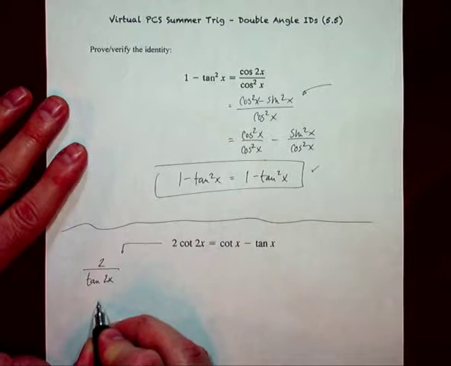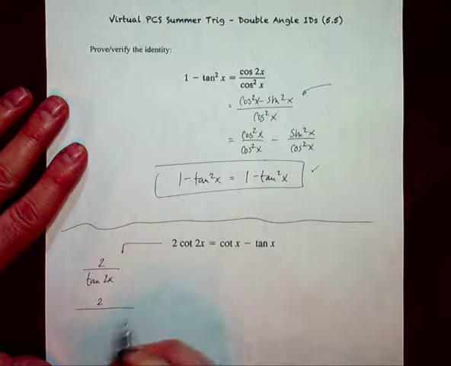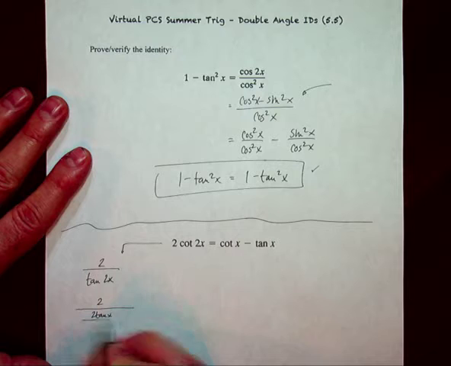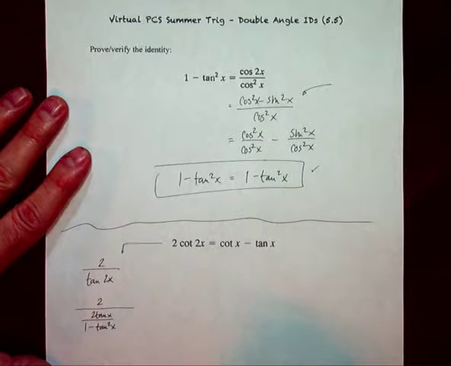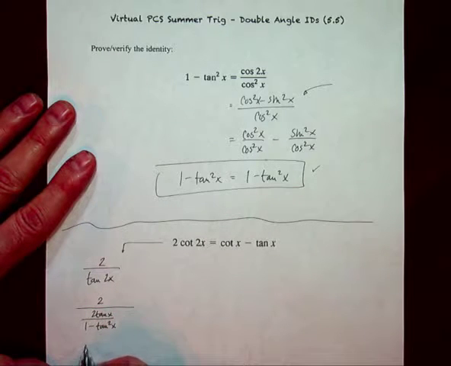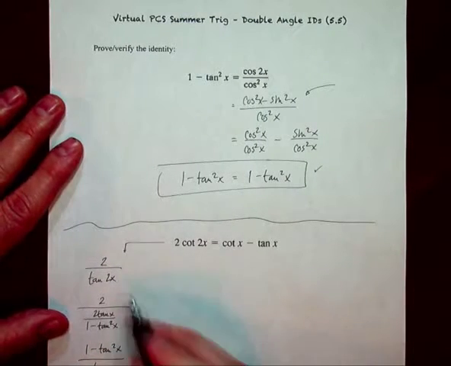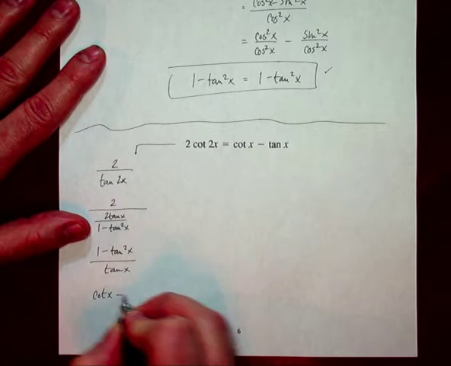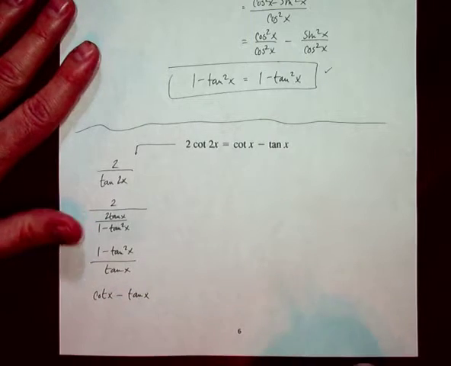Now if I do that, I'm going to wind up with 2 tangent x over 1 minus tangent squared of x. And then when I flip it over, I'm going to get 1 minus tangent squared of x all over tangent x, and then, because the 2's cancel out, I can separate the fractions, and I'm going to wind up getting cotangent x minus tangent x.